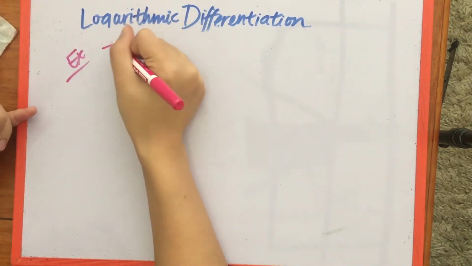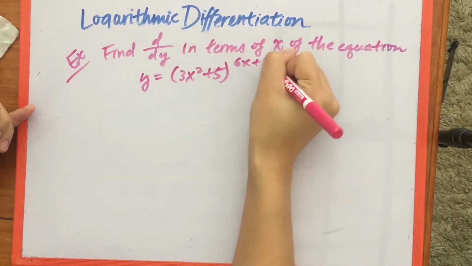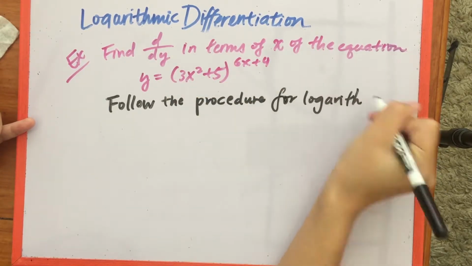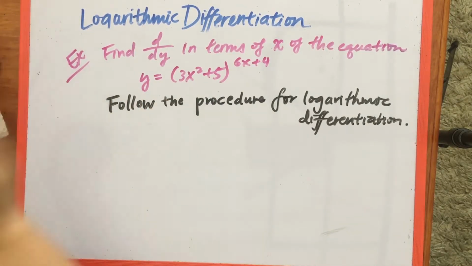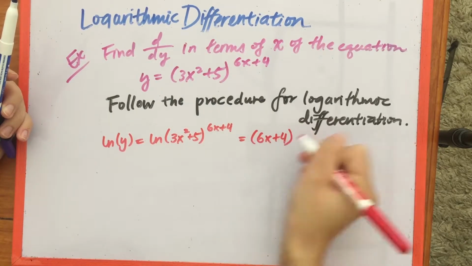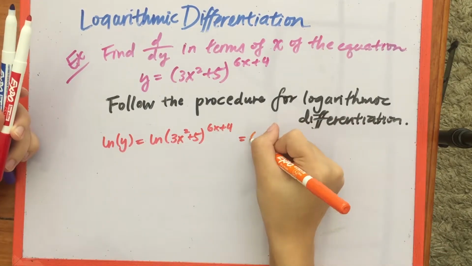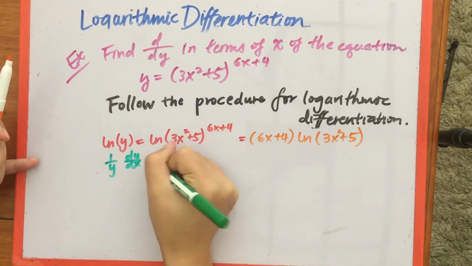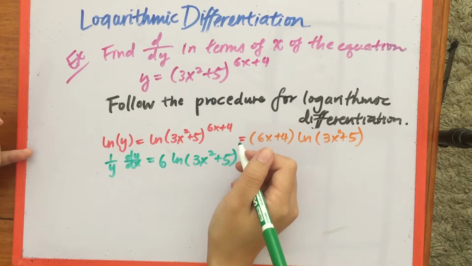For example, if we have this problem, find dy over dx in terms of x of the equation y equals 3x squared plus 5 to the power of 6x plus 4. First, follow the procedure for logarithmic differentiation. So our first step would be to take the natural log of both sides of the equation, and then, as you can see, simplify the right-hand side of the equation: 6x plus 4 times natural log of 3x squared plus 5. Then differentiate both sides. You get 1 over y dy over dx is equal to 6 natural log 3x squared plus 5 plus 6x plus 4 times 6x divided by 3x squared plus 5.